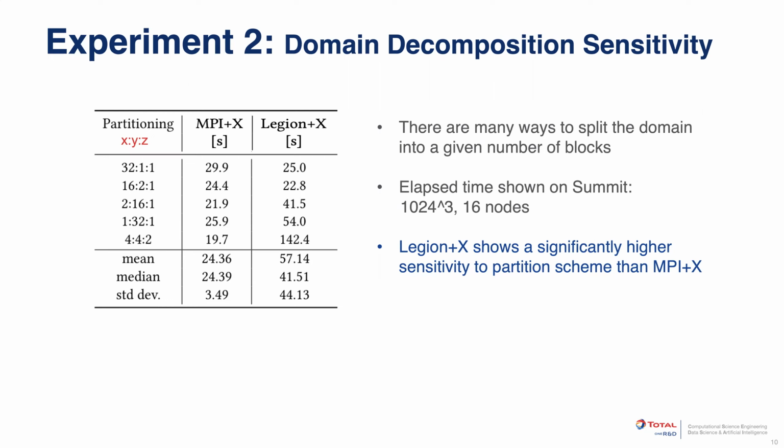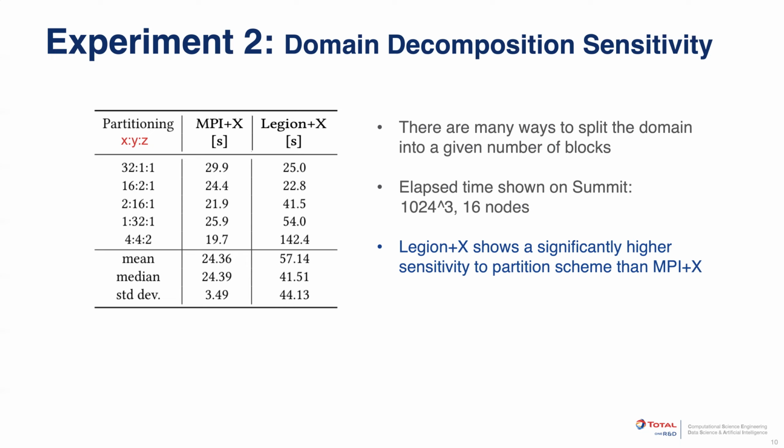There are many ways to split the 3D global domain into a given number of blocks. For example, if we would like to decompose the original problem into 32 subdomains, we can divide it into 32 small regions along the x direction, or divide it into 32 regions along the y direction, or firstly divide it into 16 small regions along the x direction, and then divide each smaller region into 2 along the y direction. In our experiments, we evaluate different domain decomposition scenarios.